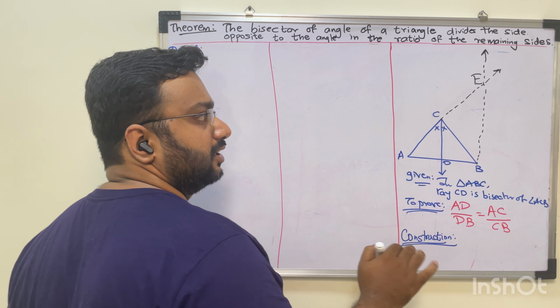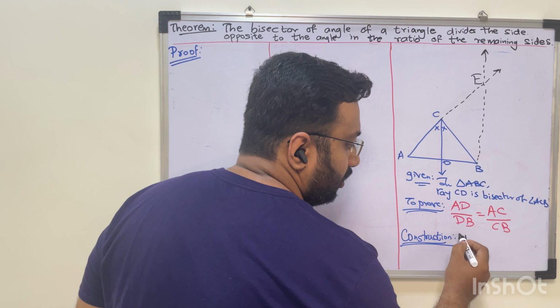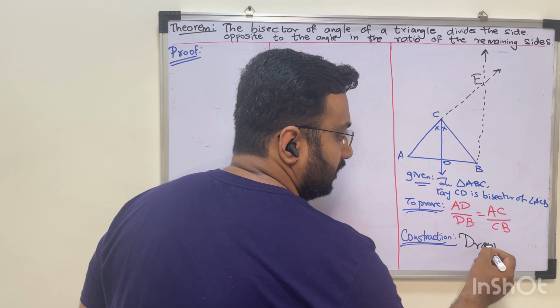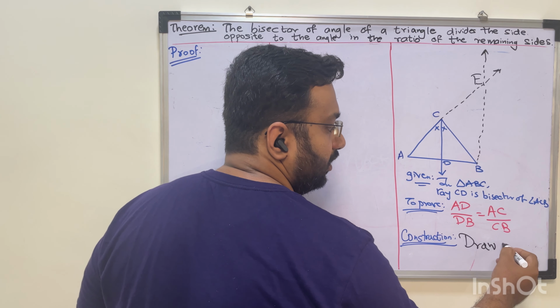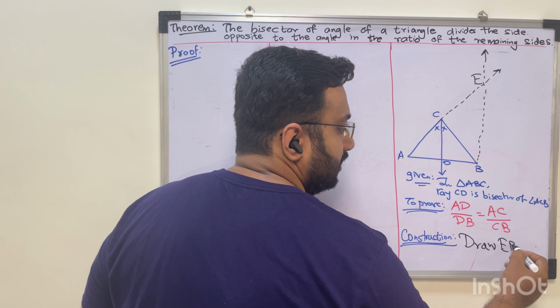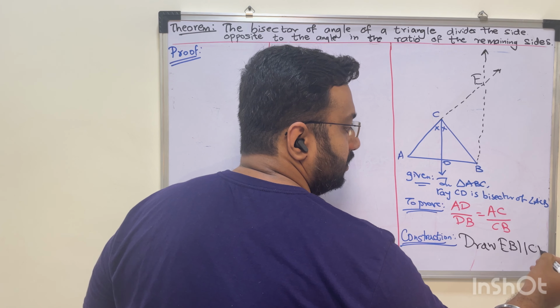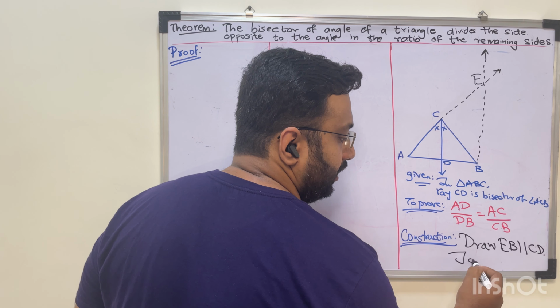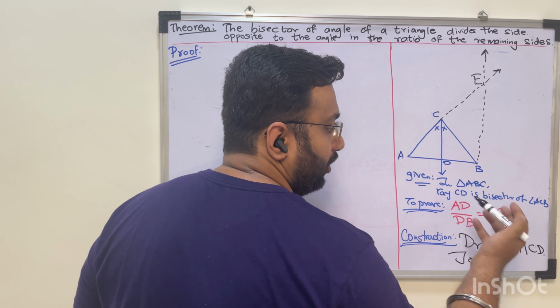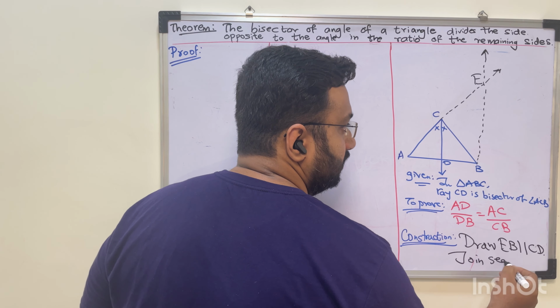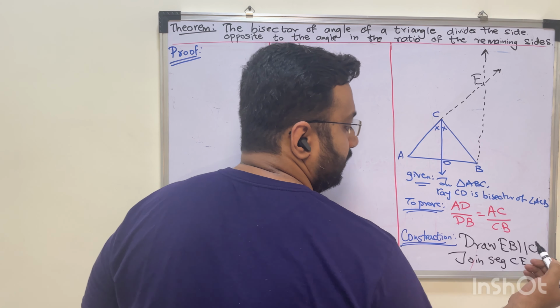Let's write this in construction. What we drew just now, we just now drew segment EB, such that it is parallel to CD. Also we have joined segment EC for the completion of figure.